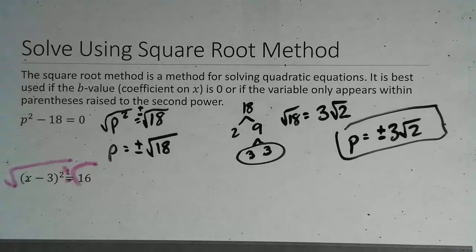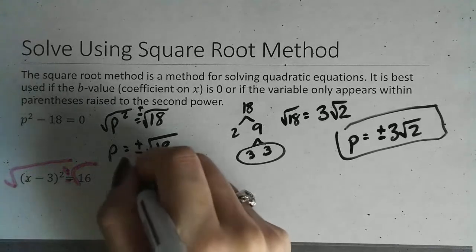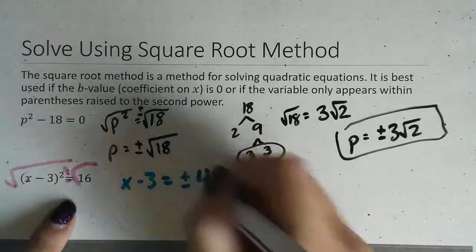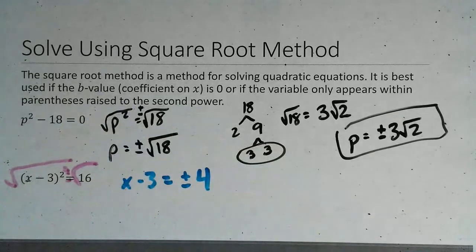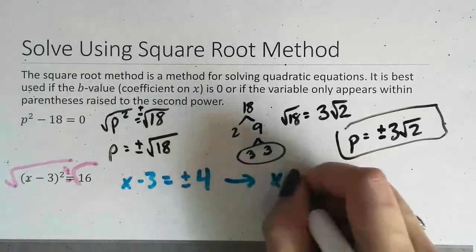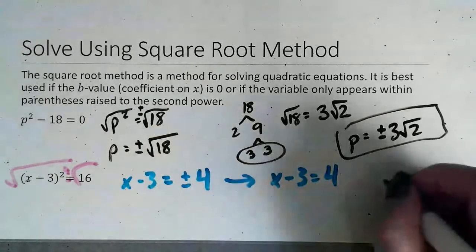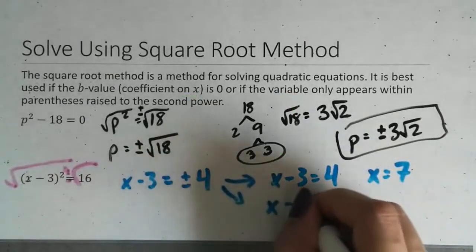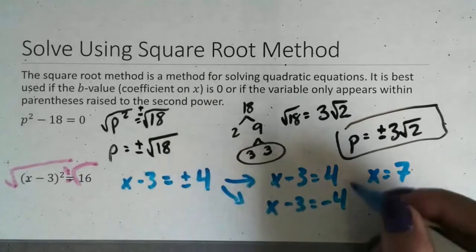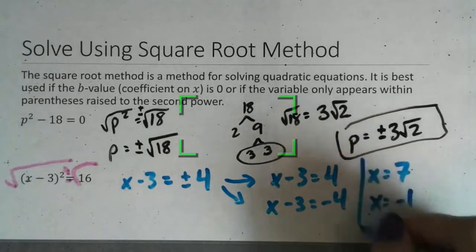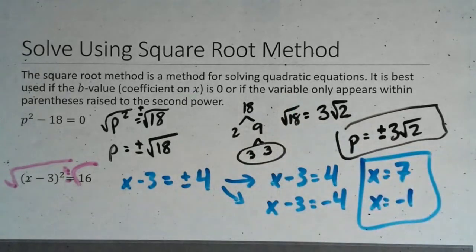So if I take the square root of both sides, I'm going to have on the left x minus 3, and it'll be equal to plus or minus the square root of 16, which is 4. What I have right now is really two equations. Either x minus 3 equals a positive 4, meaning x equals 7, or I have x minus 3 equals a negative 4 because of the plus or minus sign. And if I add my 3 over, I get x equals negative 1. Those are my two solutions.